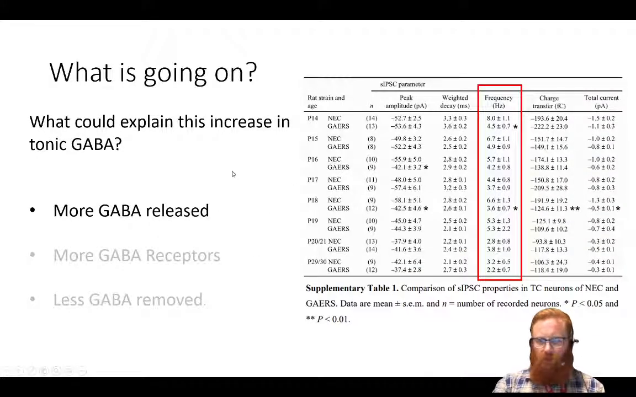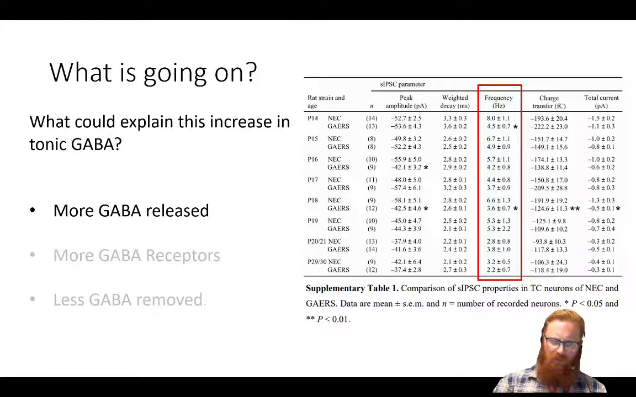So, could it be more GABA release? What they do is look at the rate of spontaneous inhibitory postsynaptic currents, and they say they're basically the same. At P14, they're reduced in the GAERS, and at P18, they say it's reduced in the GAERS. But other than that, across all other days, they're exactly the same. This probably just reflects statistical bad luck, as it were.